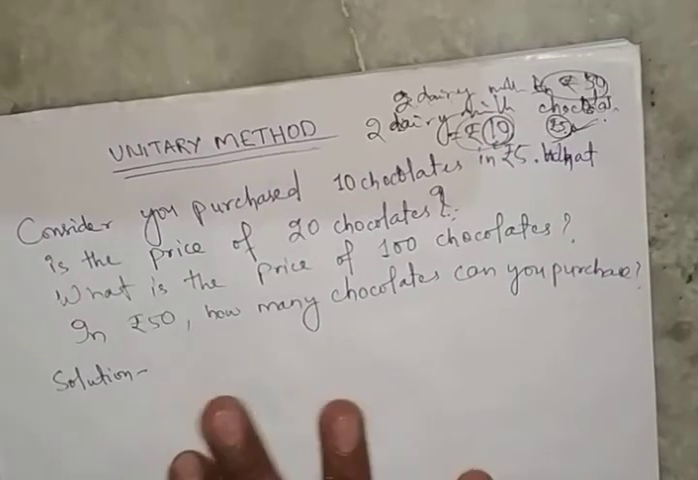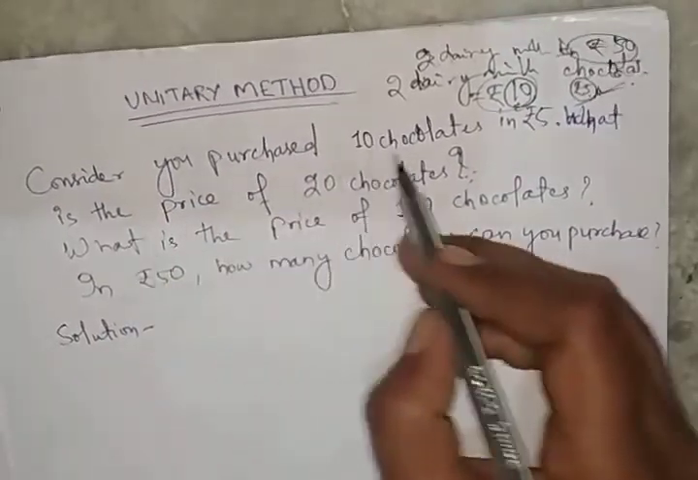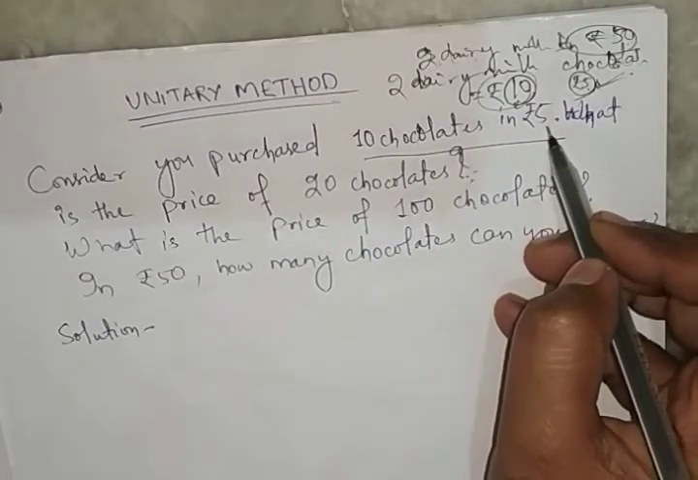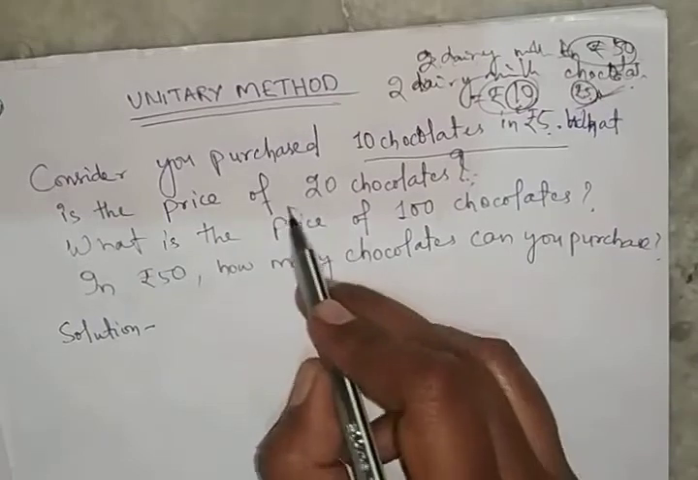So look at here one example. Consider you purchased 10 chocolates in rupees 5. You buy 10 chocolates, okay, for 5 rupees. What is the price of 20 chocolates?